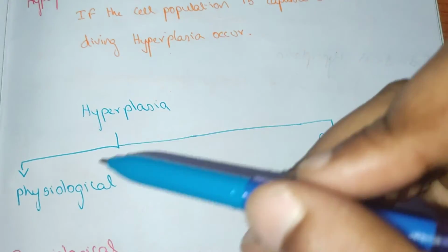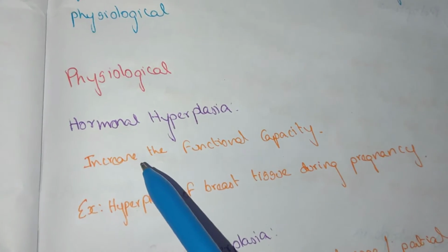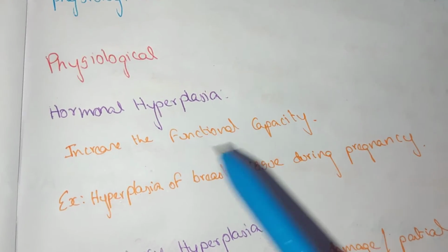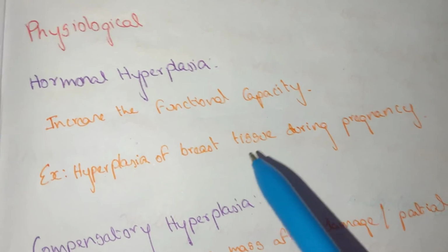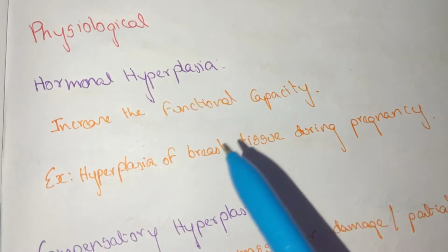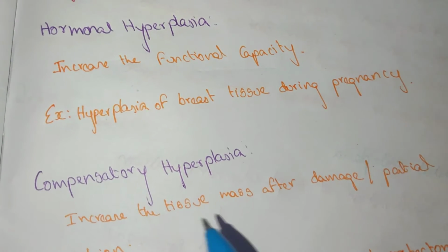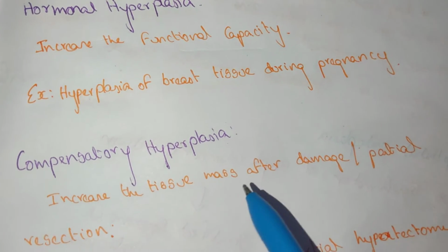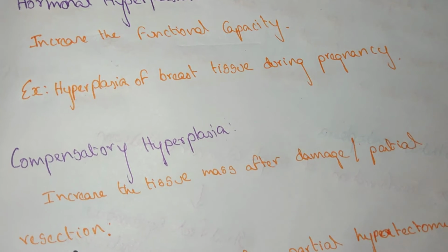Hyperplasia is also physiological and pathological. In physiological hyperplasia, hormonal hyperplasia increases the functional capacity. Example: hyperplasia of the breast tissue during pregnancy. During pregnancy, the breast size increases due to the functional capacity. Compensatory hyperplasia increases the tissue mass after damage or partial resection.